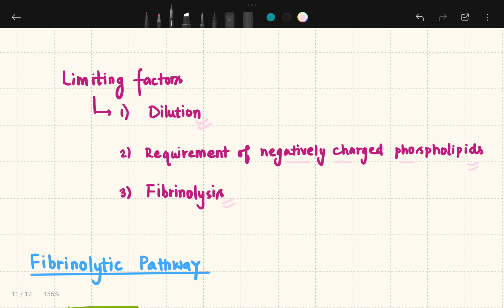Third is fibrinolysis. In coagulation we know that fibrin is formed, right? Fibrinogen is converted to fibrin and fibrin gets polymerized, right? So if there is fibrinolysis, meaning these fibrin threads are getting lysed, it is also a limiting factor towards coagulation. It will also stop or hinder the coagulation.